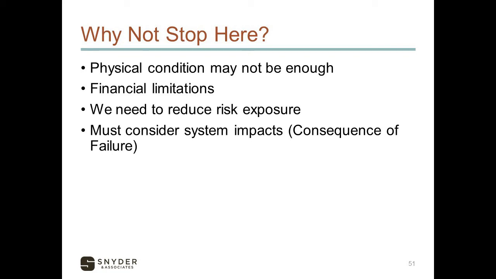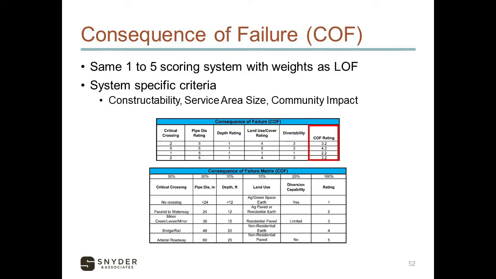That may seem simple talking about two pipes right now, but think about comparing thousands of pipes. On a scale like that, it's very difficult to do a prioritization when you're looking at an inspection project like that. So that is why we will employ a consequence of failure score as well with that likelihood of failure. Consequence of failure uses the same 1 to 5 scoring system, but we're looking at system-specific criteria. And this is really flexible to what your community looks like or what your goals are.